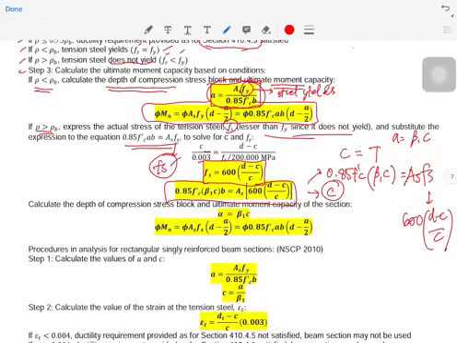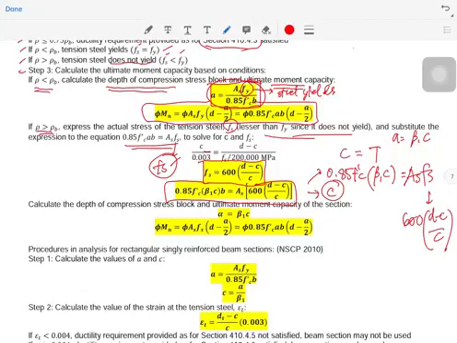Distance c is the distance from the compression fiber to the neutral axis. Always be careful in using Shift Solve for this equation, because there are tendencies that the values for c would be negative and positive, and sometimes the calculator gives you a negative value of c. So always consider the positive one.